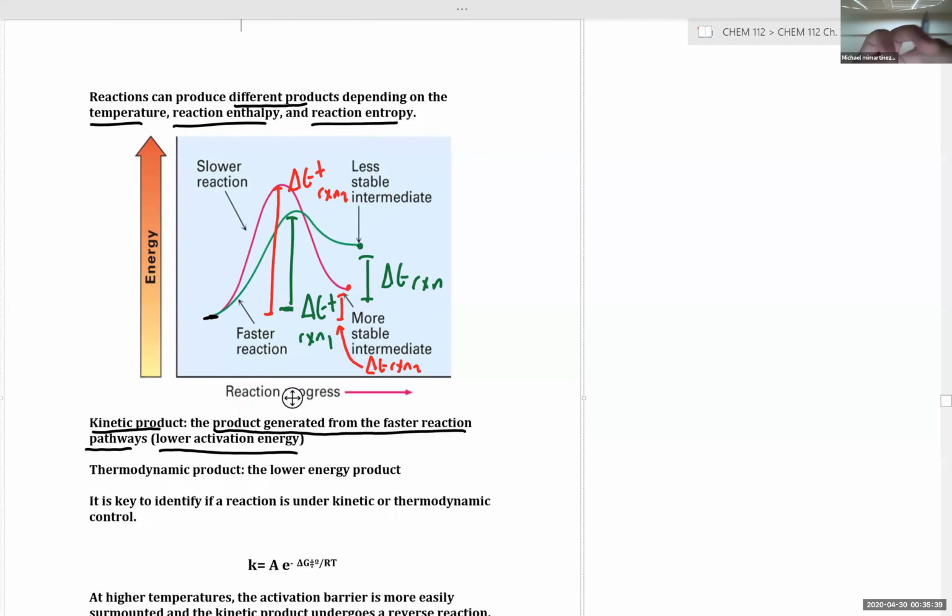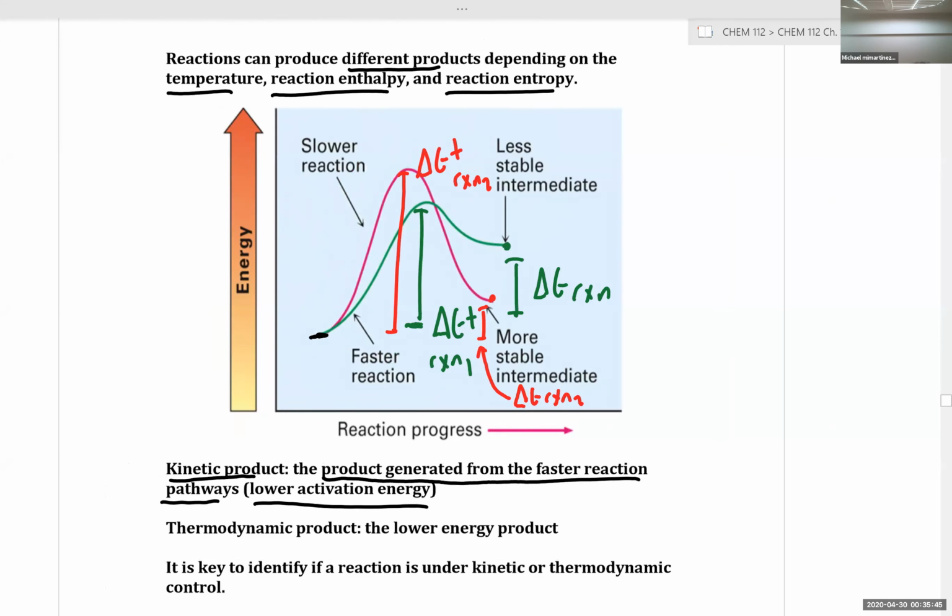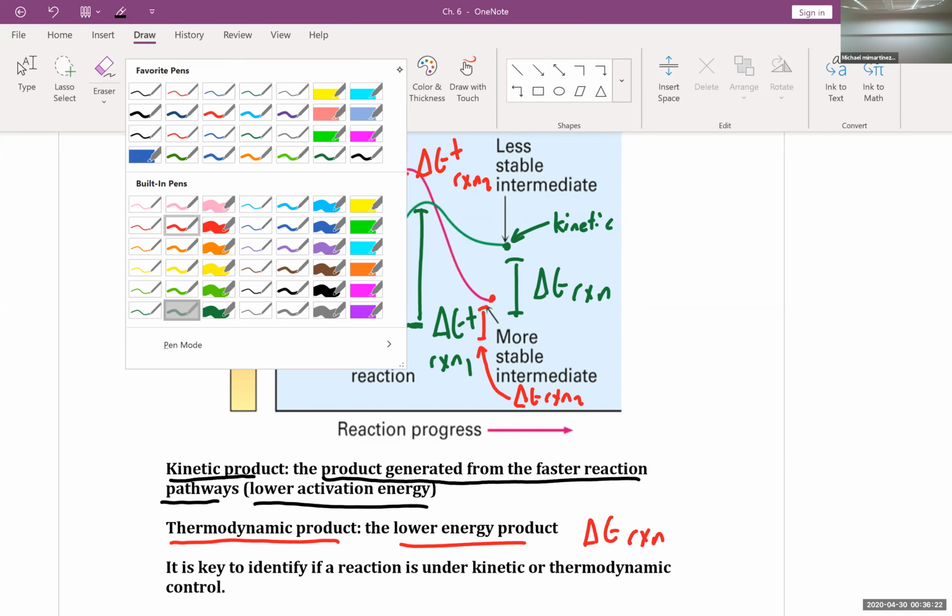So as we notice, our kinetic product in this case is the product in green. So green is our kinetic product because it has a lower activation energy, and as a result, this product is preferentially generated. You don't generate the lowest energy product necessarily. You generate the product with the lowest activation energy to reach that product. Does that make sense? The thermodynamic product, quite simply, is just the lower energy product. So here we're looking at the overall Gibbs energy of reaction, while the kinetic product cares about the Gibbs energy of activation, or activation energy.